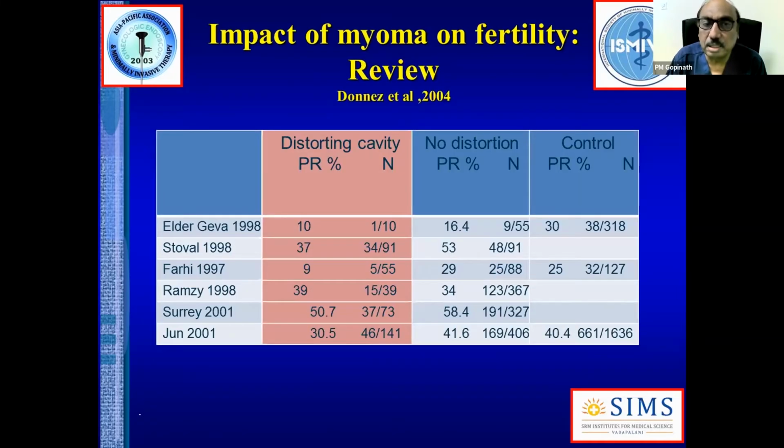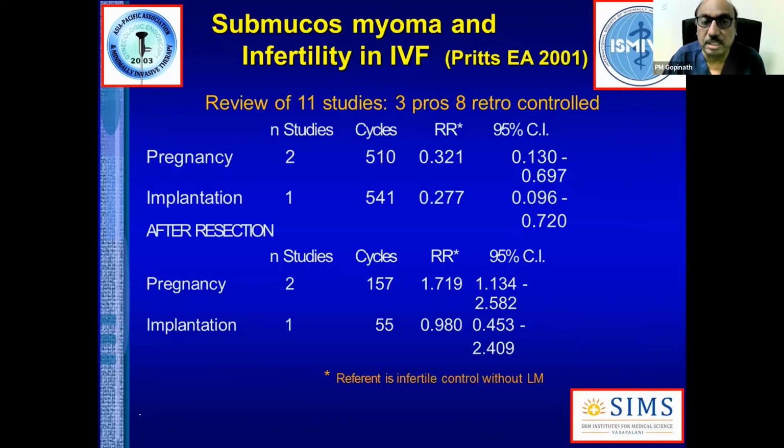If you look at this review by Jacques Donnez in 2004, he has seen the impact of myoma on infertility when it is distorting the cavity and when there is no distortion. You will see in this study a distinct reduction in the pregnancy rates in patients who have distortion of the cavity with these fibroids.